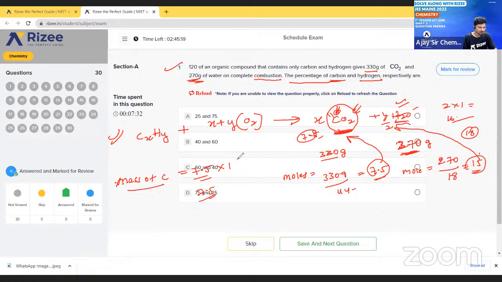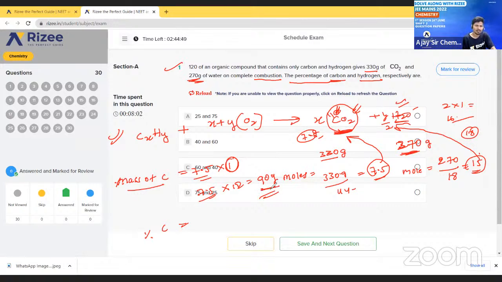No problem. See here. What is the atomic mass of this carbon? One carbon is present. What is the atomic mass? Obviously 12. 7.5 into 12 is how much? We will get 90 grams. Okay, 90 grams. Clear? So then we can find the percentage of the carbon.